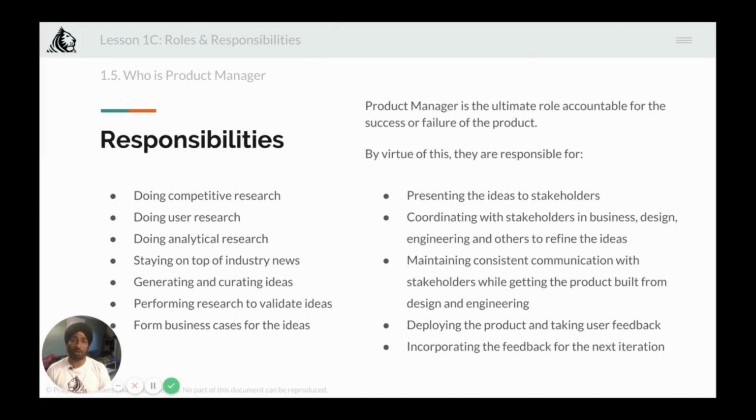Well, this may sound very overwhelming, and it is. No one said that this job is easy, but it is incredibly satisfying. Let's move along to understand other aspects of this role.